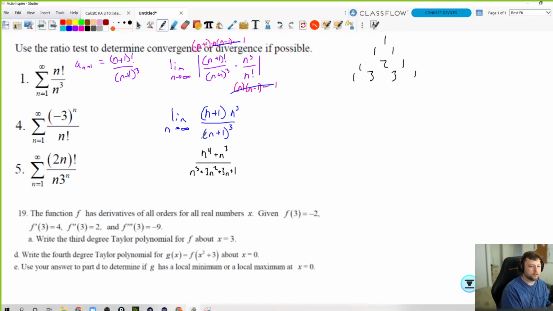When we're dealing with this, we're looking at the highest degree. We have a 4th degree, we have a 3rd degree. Since the top's a higher degree, this is going to go to infinity, so we're going to say diverge right here. If it's greater than 1, it diverges, all right?